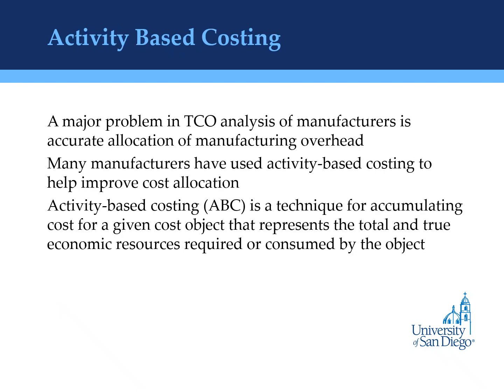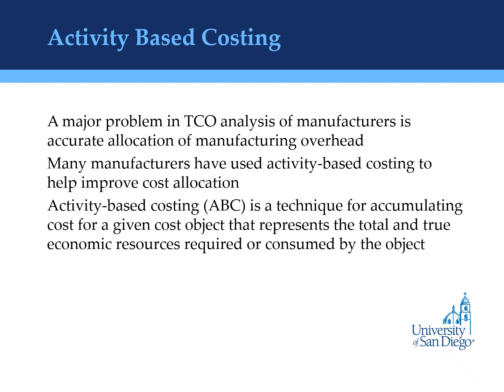As we'll discover later on in the program, ABC, or activity-based costing, is one way in which we can address this issue of overheads. Because as I've said, it's a challenge in manufacturing. It's also a challenge in service. It's a major problem in our TCO analysis to accurately allocate overhead. And so using activity-based costing can help improve cost allocation.